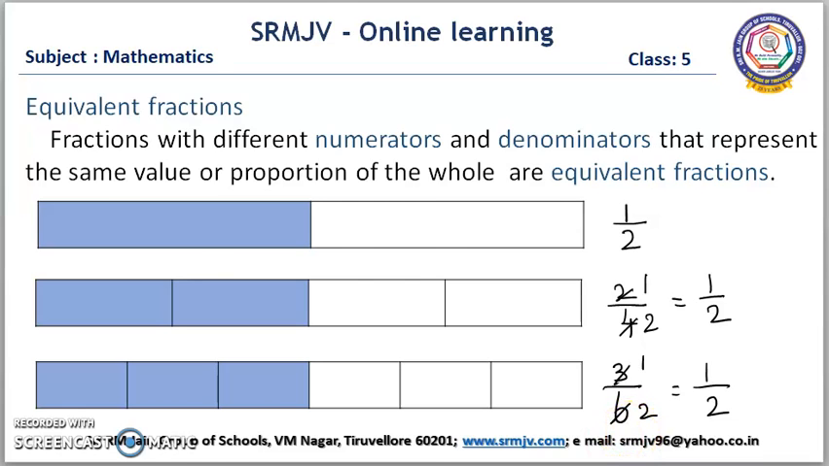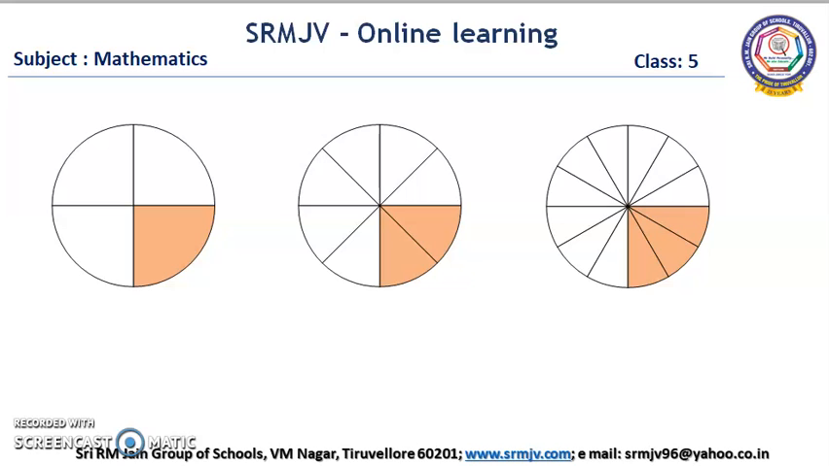Is it clear? Let us see one more example. What is the fraction for the first one? 1/4, isn't it? The second one? That is 2/8, isn't it? The next one, 3/12, isn't it? Now, 1/4, 2/8 and 3/12 are fractions with different numerators and different denominators, isn't it?